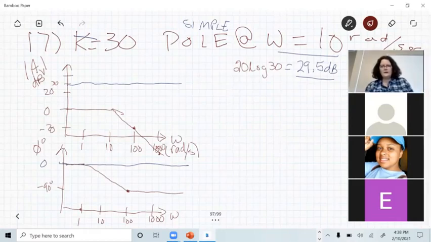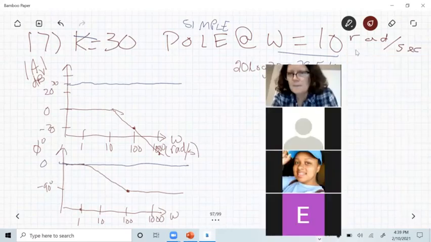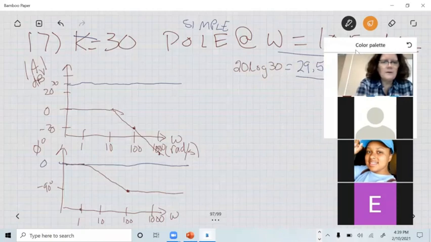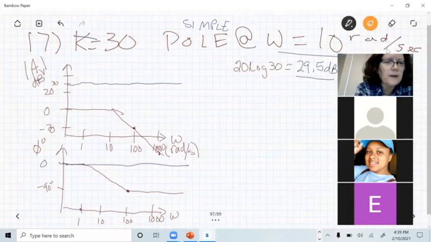If I want to find the plot for the entire transfer function, let's see if I can make the color actually change this time. Orange. Okay, it did it. So all I do is add these together. Now for the magnitude plot, I have 0 plus 29.5 in this whole region. It's a flat line. So when I add those two graphs together, I'm just going to get a composite that looks like this.